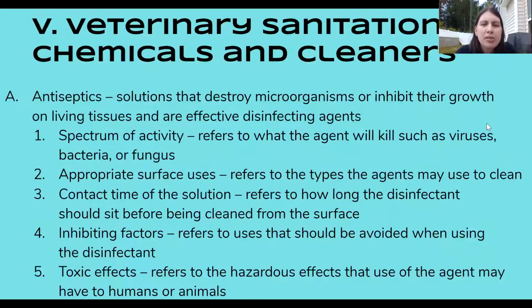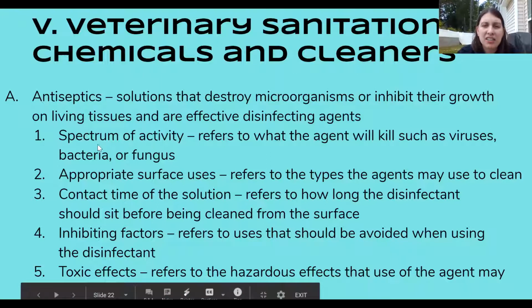So, different chemicals and sanitizers and cleaners and things like that. The first one is antiseptics. Antiseptics are solutions that destroy tiny little microorganisms that are going to grow on or live on living things. Antiseptics are really good disinfecting agents because microorganisms are the thing that we're really worried about at the vet clinic. When you're trying to pick out one, you want to think about the spectrum of activity.